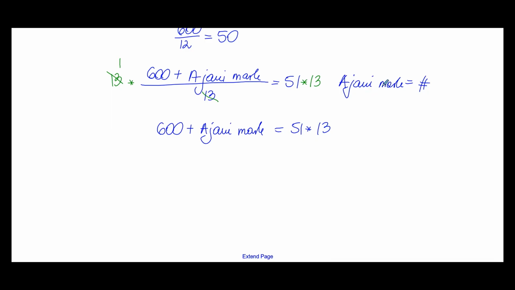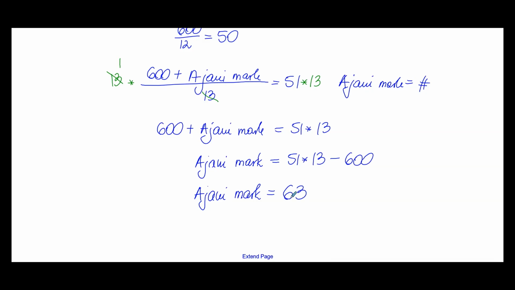I want Anjani's mark on its own, so that 600 has to go to the other side of the equation. When we move a number from one side of the equation to the other side, what happens? That number changes its sign to the opposite. So instead of plus 600 it will be minus 600. Now we have all numbers on the other side. We can put them in the calculator, press equal, and we get that Anjani's mark is 63.